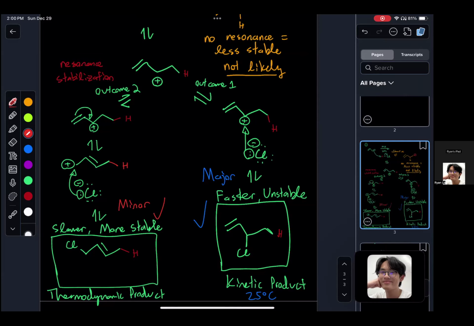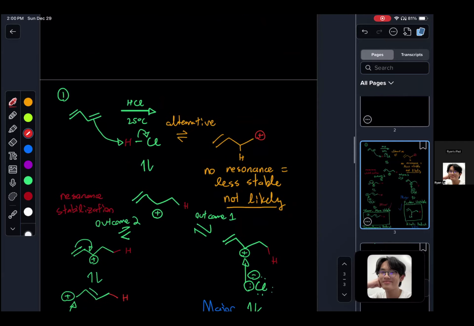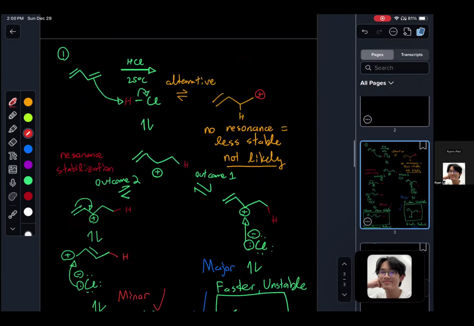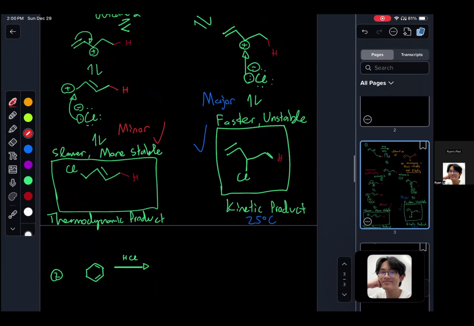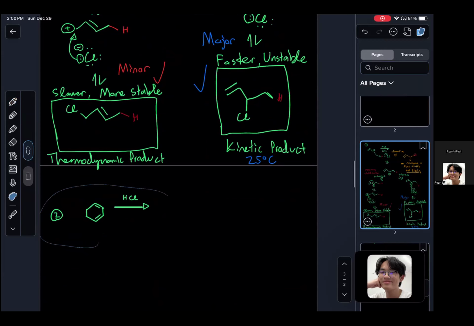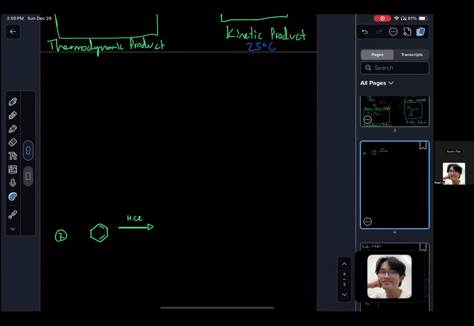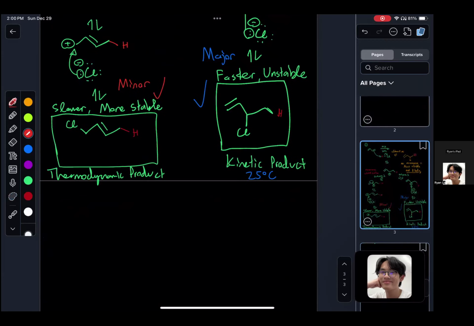However, if you switch the conditions, if you heated this bad boy up, if instead of 25 C, there was heat underneath it, and you left it in there for a long time, the thermodynamic product is going to be favored. I'm going to move this practice problem down there. I always underestimate the amount of space I need. However, if you had a scenario like this, let's say, for example, HCl, heat and then time, or just heat, then the scenario is going to be the opposite. Thermodynamic product is going to be favored.